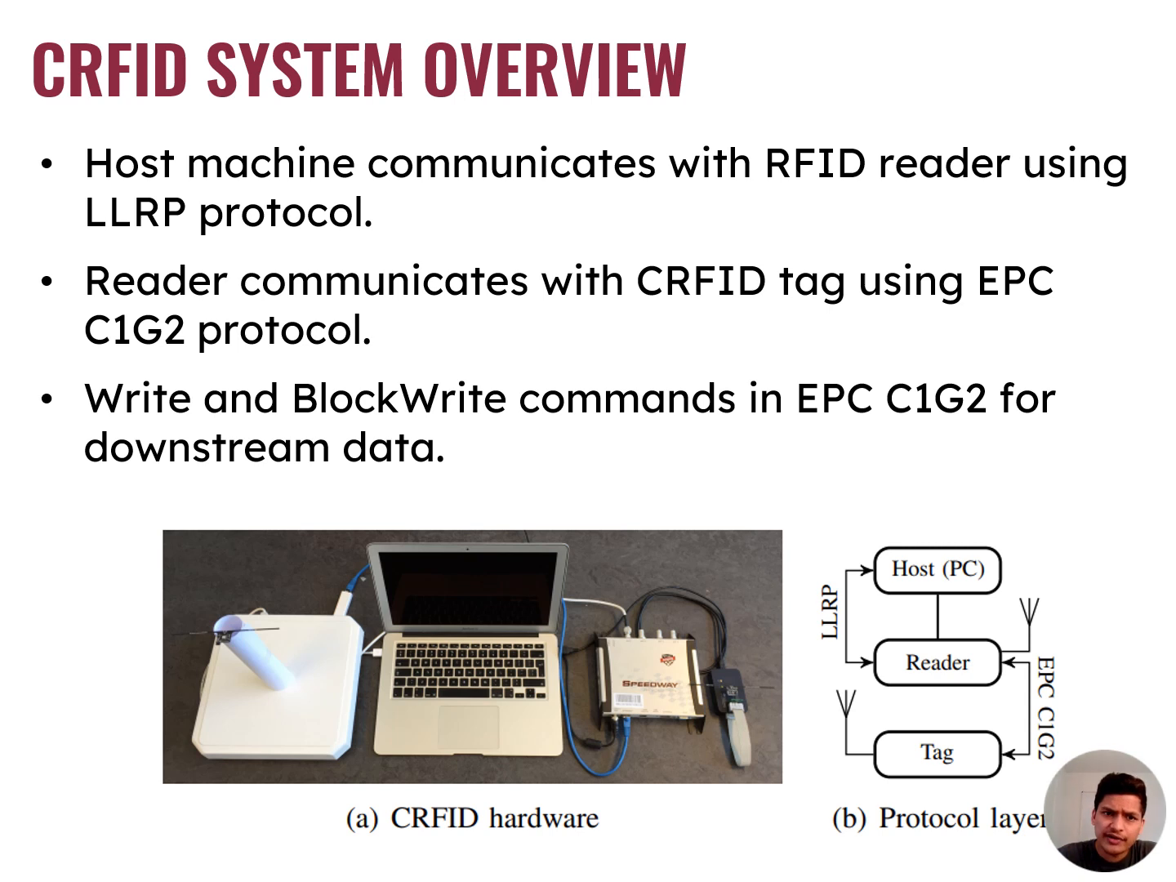So in a typical CRFID system, as shown in figure A, the host machine communicates with the RFID reader using the low-level reader protocol or LLRP. The reader then communicates with the RFID tag using the EPC C1G2 protocol as shown in figure B.